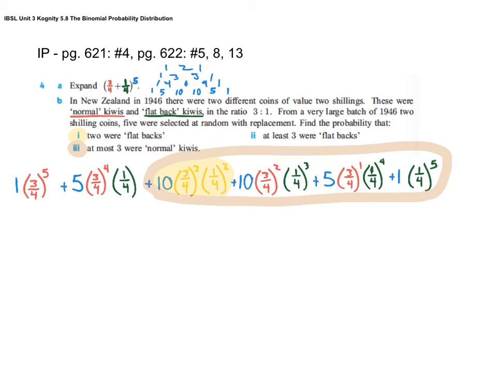And then finally, if we wanted at least 3 of them to be flatbacks, the flatbacks were the 1/4. So that means I would have either 3 or 4 or 5 flatbacks. So there, I'm dealing with these terms added together. And again, you can look at just the exponents. 3 flatbacks, the flatbacks are 1/4, so that means I have 3 or 4 or 5. So it's the 3rd, the 4th, and the 5th power terms.